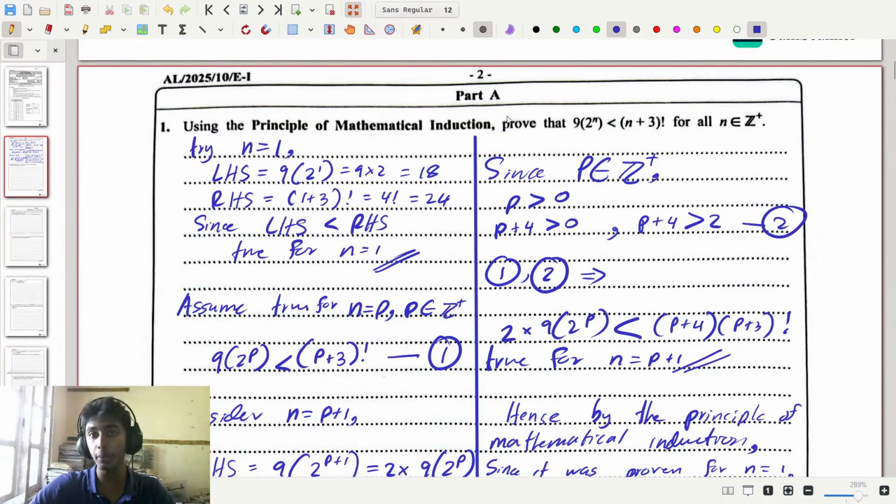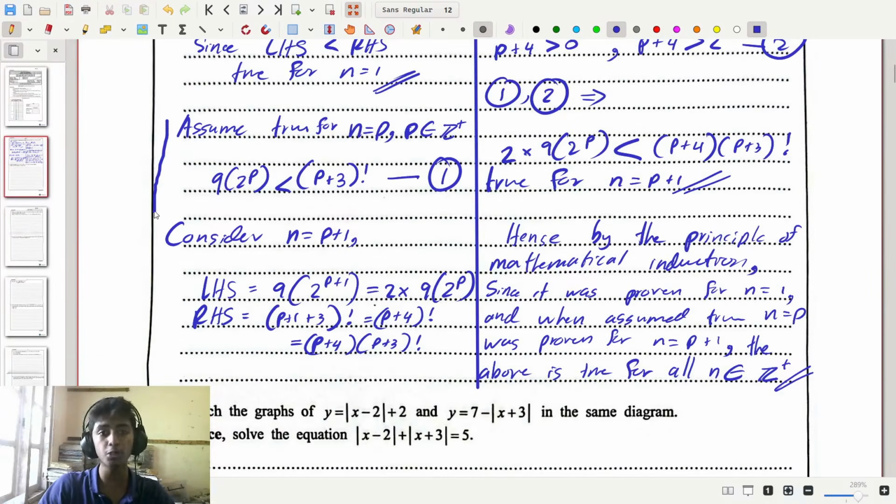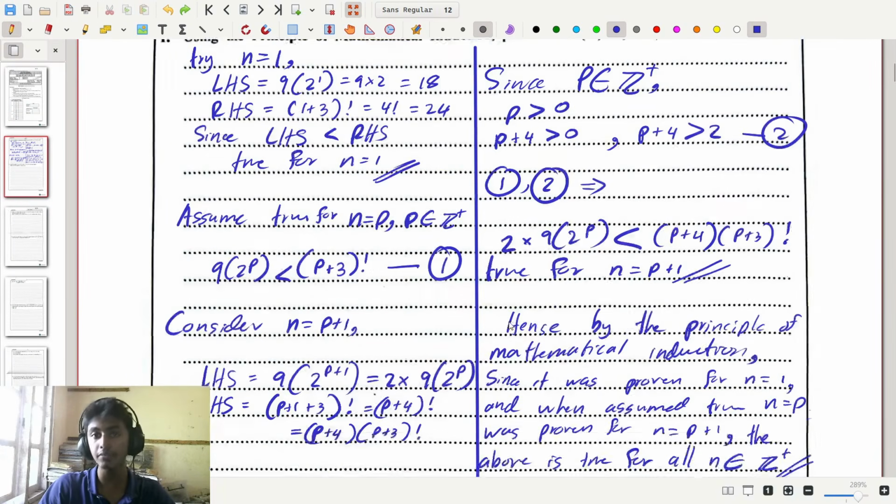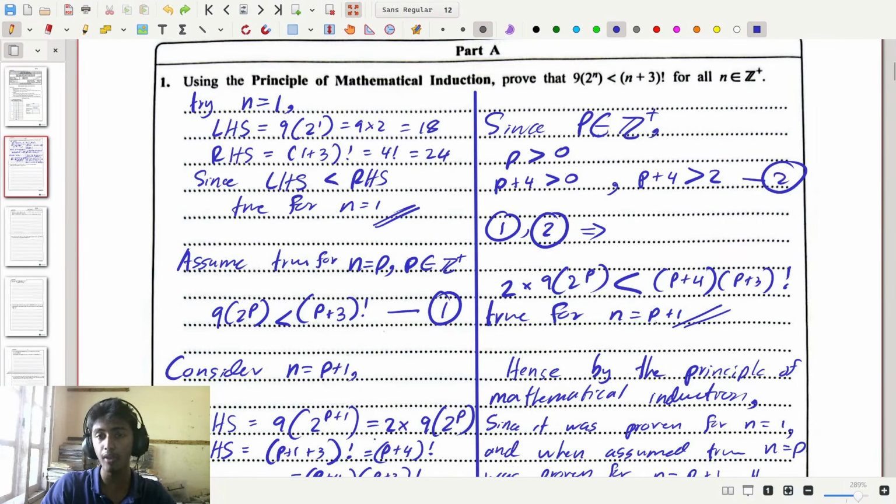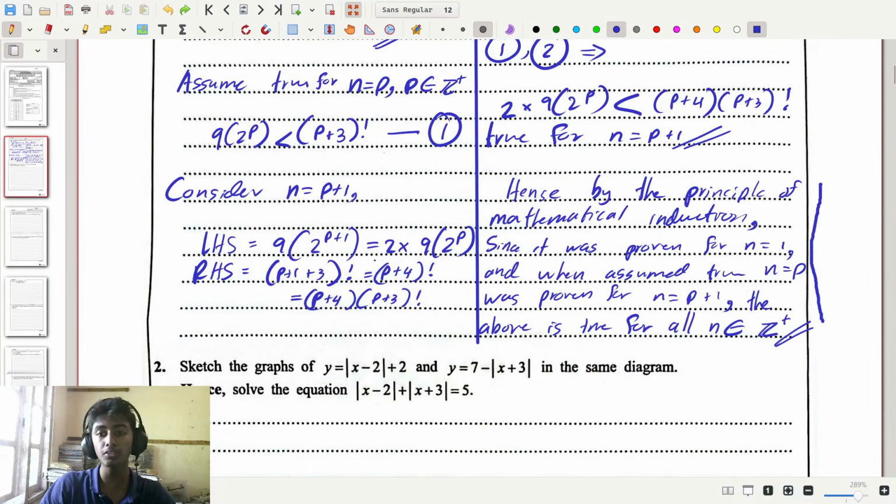It's going to be broken down into these steps, where first we establish the base case, then we assume true for a certain value n equals p, then using that we check for the next value and show that it's true for the next value as well, and finally we write out this closing sentence that confirms the fact that the mathematical induction works in this case, and we can prove that it's true for all n elements of the positive integers.